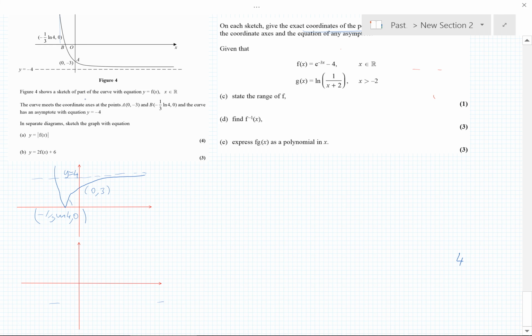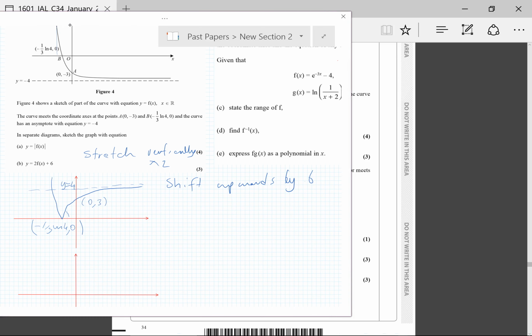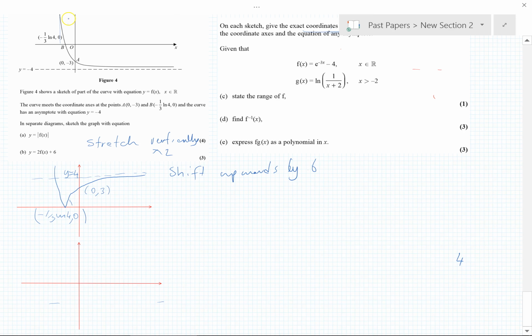Part B, 3 marks. It's a combination of transformations. First of all, it's a stretch vertically, times 2. Then it's shifted upwards by 6. Now obviously the shape of it will look different if put on the same axis, but the basic idea is going to be the same. It's going to be a curve with an asymptote, a horizontal asymptote. Let's have a look at what happens to each individual point here, and the asymptote.